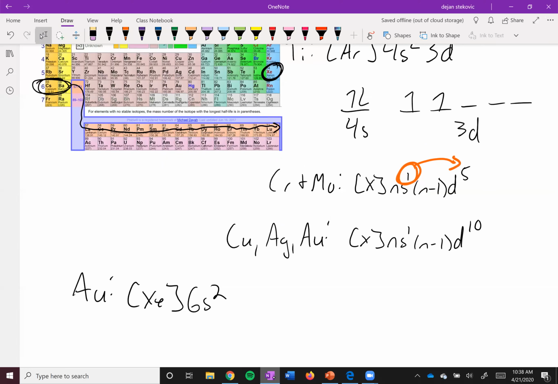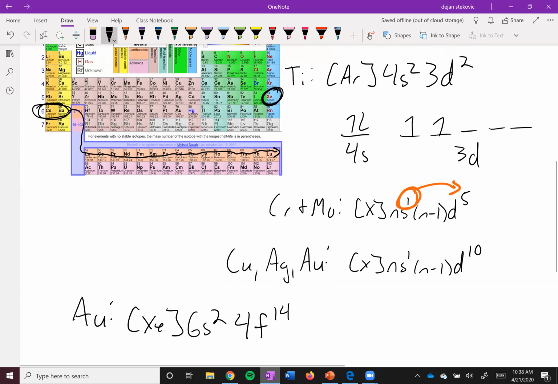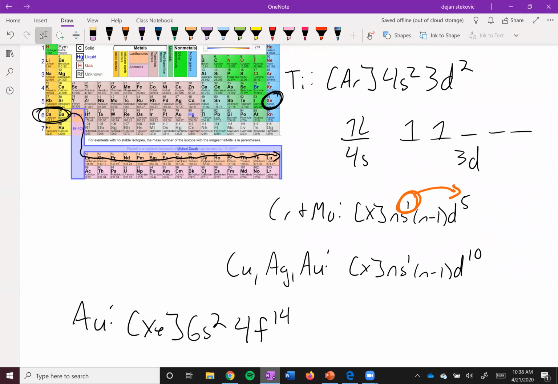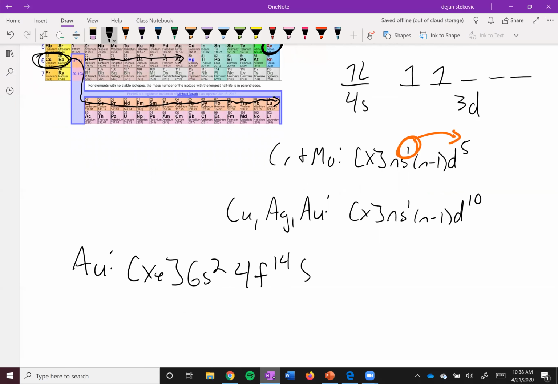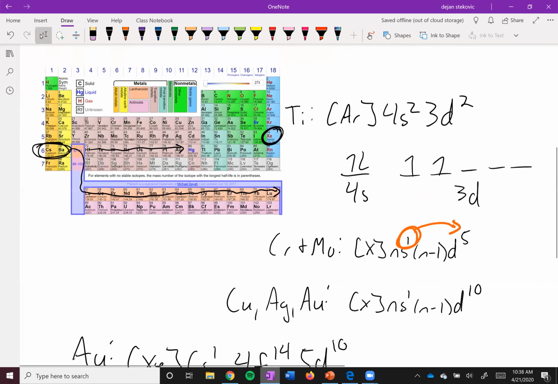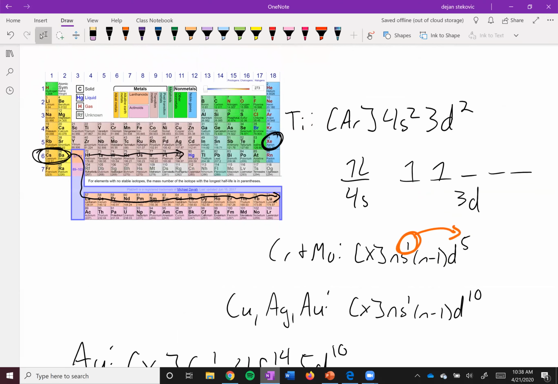Remember, f is n minus 2, so it becomes 4f14. And then after that, we can go into our d electrons, so 5d9. And then remember that it's an exception, so one of these electrons is going to hop over here. And so the electron configuration becomes 6s1, 5d10 at the end. So review Chem 101. Remember, if you have a periodic table for electron configurations, you can just read it like a book, left to right, line by line.